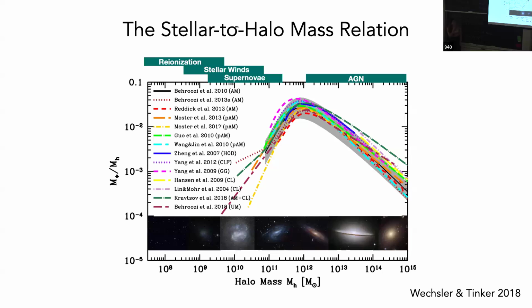The other thing that we can try to do is to put some constraints on the faint end of the stellar to halo mass relation. This is really hard. I'm not entirely sure that what we did is legit yet. I'm still trying to convince myself.